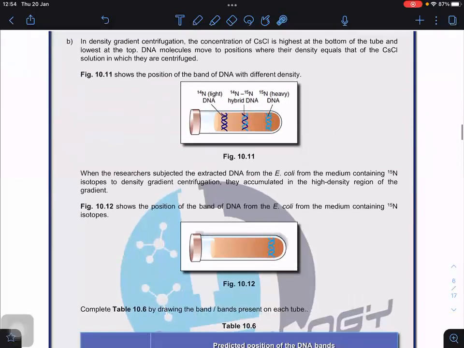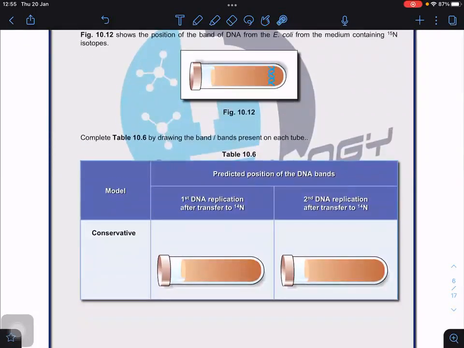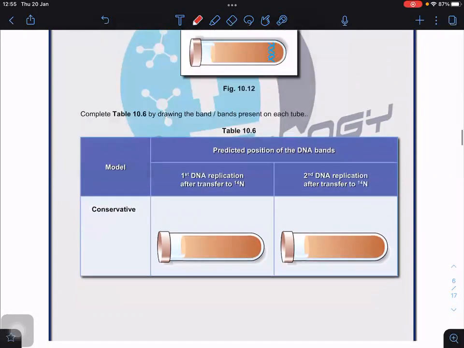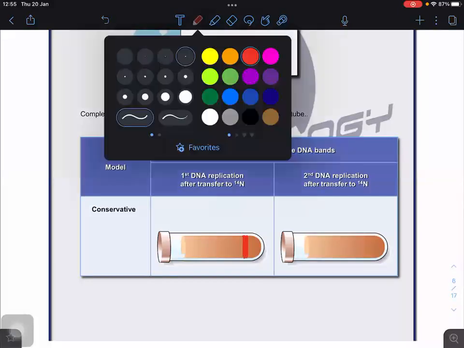Now look at the big picture here. In density gradient centrifugation, the concentration of cesium chloride is the highest at the bottom, where you can see the 15N, and the lowest at the top. When the researchers subject the extracted DNA from E. coli grown in a medium containing 15N, that is the zero generation. So what do you expect to see for the conservative model in the first DNA replication? Again, guys, you have two bands, correct? One at the bottom and one at the top.